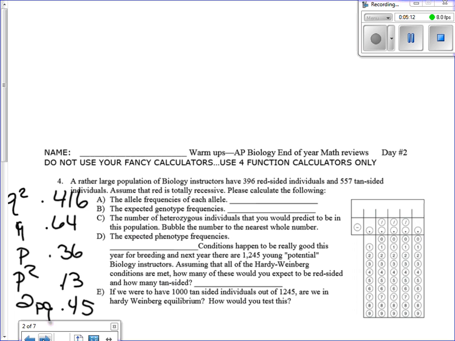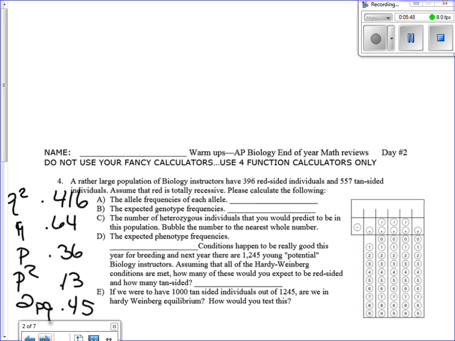The expected phenotypic frequencies. Q squared equals 0.416. Tan is 1 minus 0.416. So it's total number minus 0.416. This is just phenotypic frequencies, right?